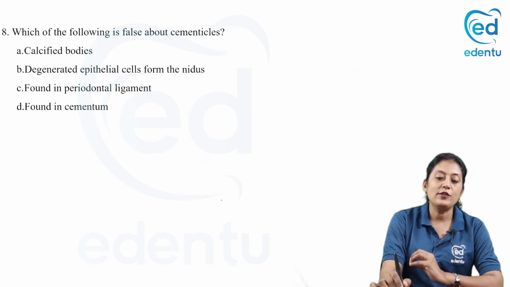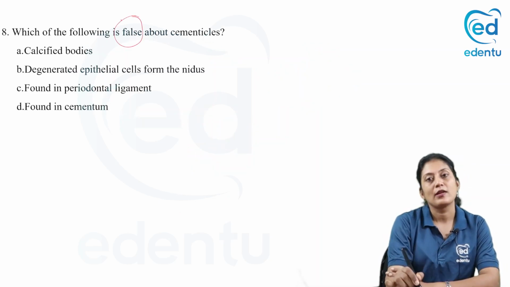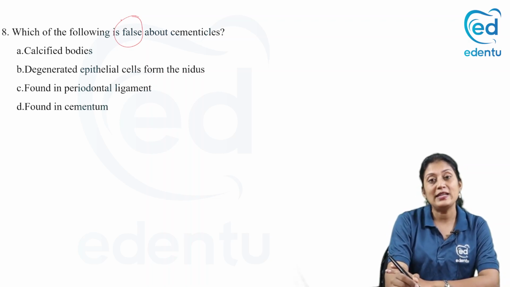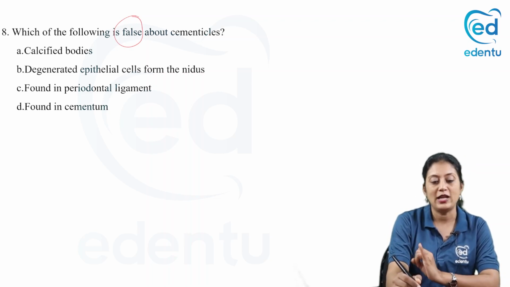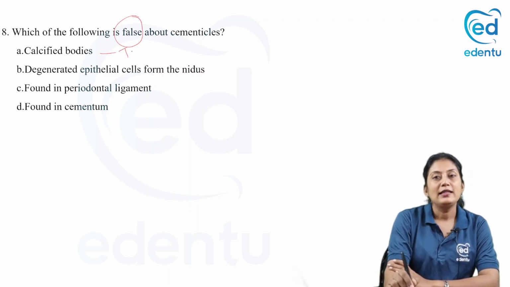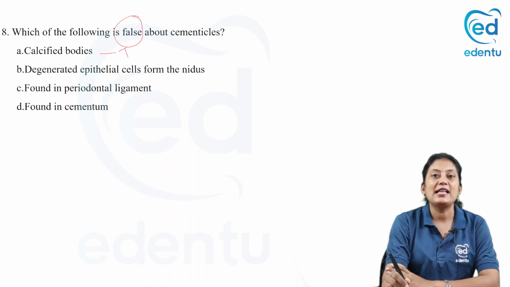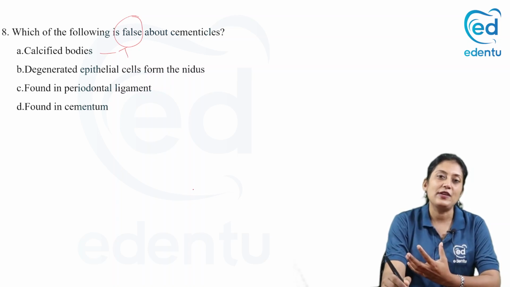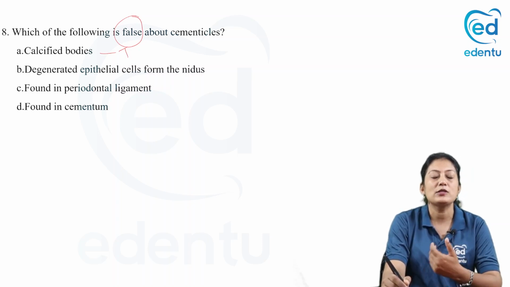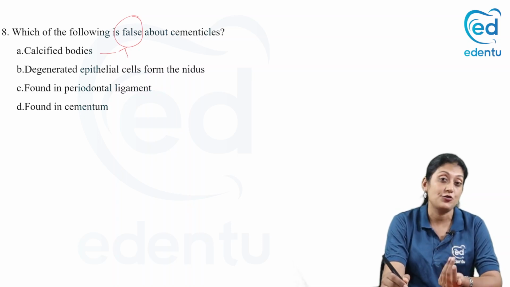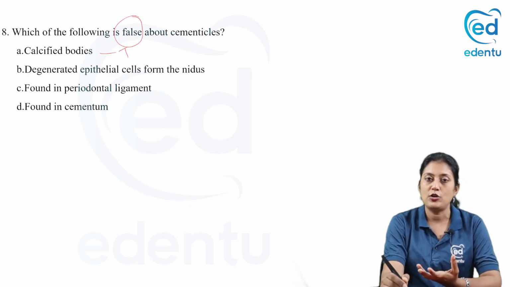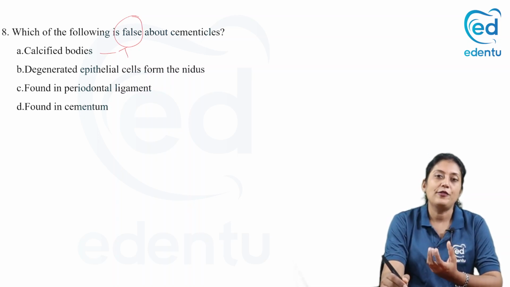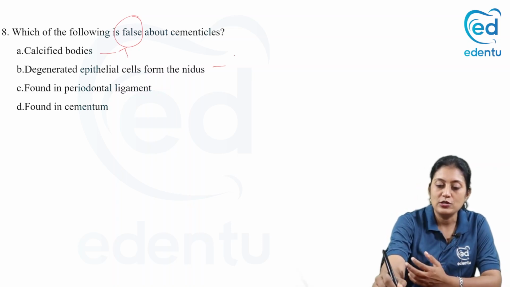Eighth question. Which of the following is false about cementicles? So, cementicles are calcified bodies. So, that is true. They are degenerated epithelial cells. They form the nidus, which means from where is this calcification starting? Degenerated cell, because cementicle is also an example for dystrophic calcification. Any dystrophic calcification will start from a dead or degenerated tissue. So, this is also true.